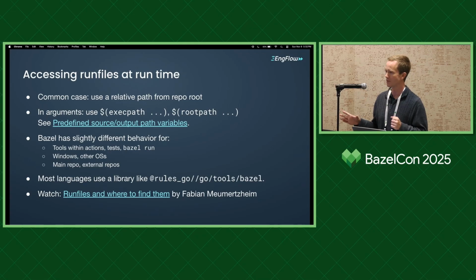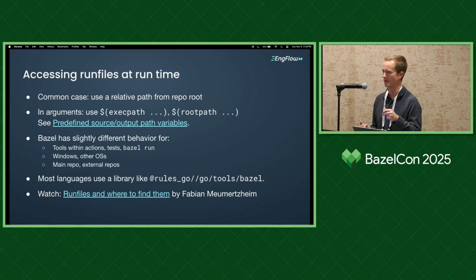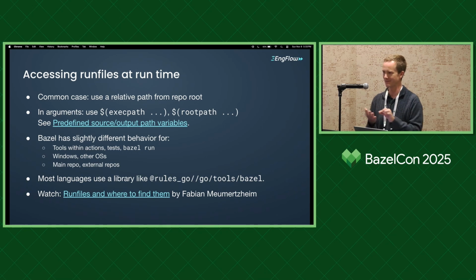If you're writing a rule set and you need to create a run files library, this is an excellent resource. If you're just consuming run files, then please use one of the libraries that someone else has created and don't depend too much on the details, because it's a little bit different depending on whether Bazel is running something, or you're running something as an action, or it's a test, or it's on Windows. Those are all different dimensions, and you have to test all of those. It's very complicated. So just use the library, and if you're writing a library, then I'm sorry.